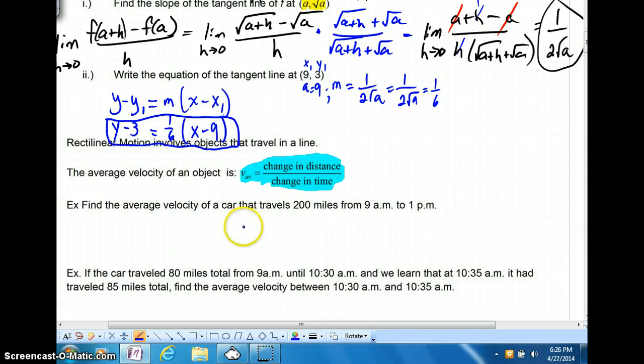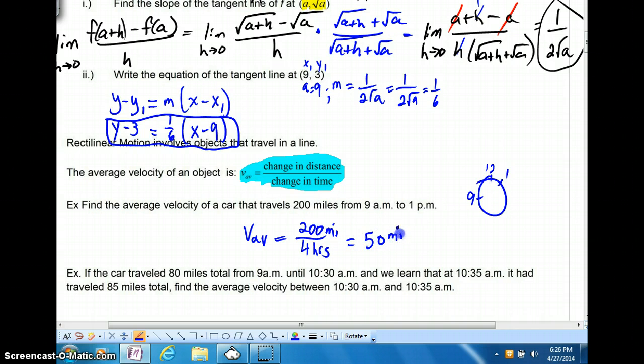For example, in this little example, find the average velocity of a car that travels 200 miles from a time period of 9 a.m. to 1 p.m. Well, from 9 a.m. to 1 p.m., look at this. From 9 to 12 would be 3 hours. 1 more hour would be 4 hours. What's the change in the time? Very simply, 4 hours. How much distance was covered? What was the change in the distance? 200 miles. 200 divided by 4 would be 50, meaning this would be a 50 mile per hour average velocity.